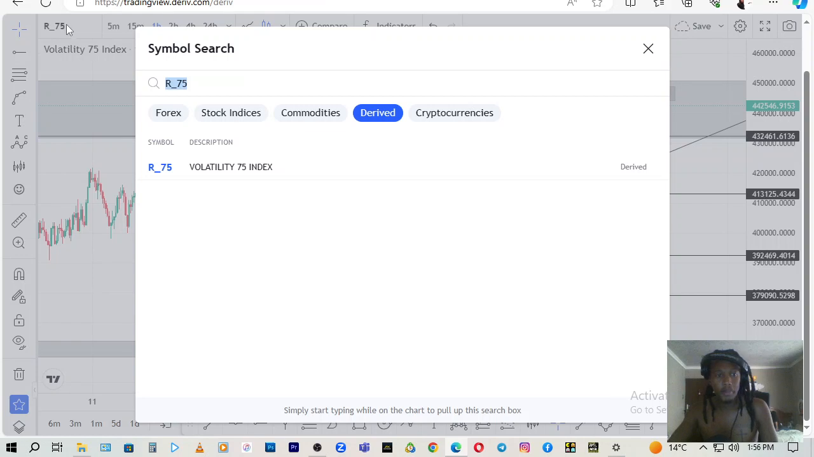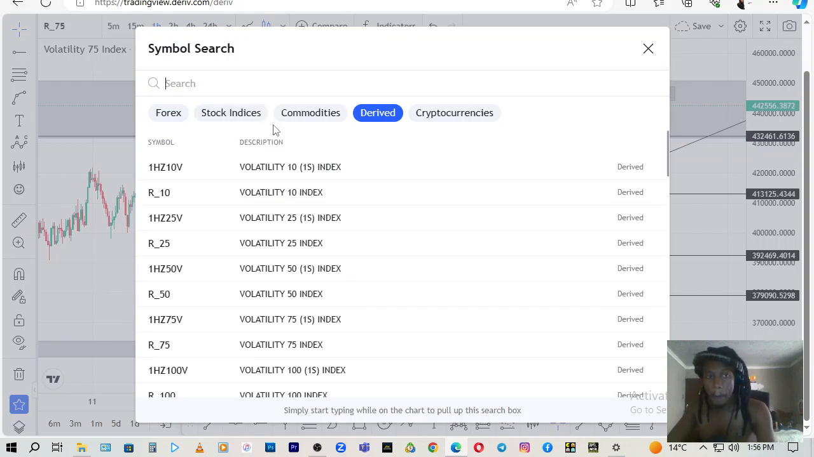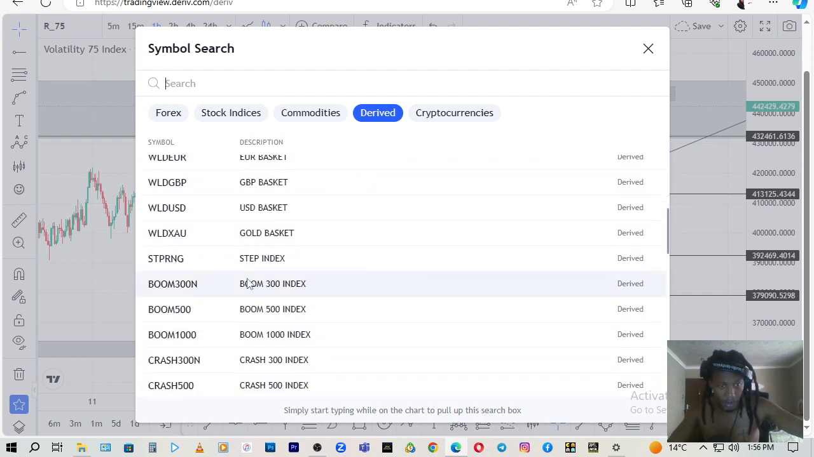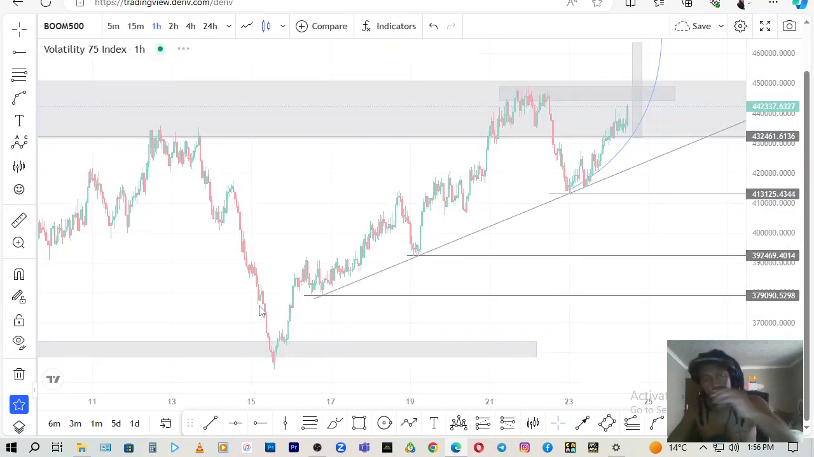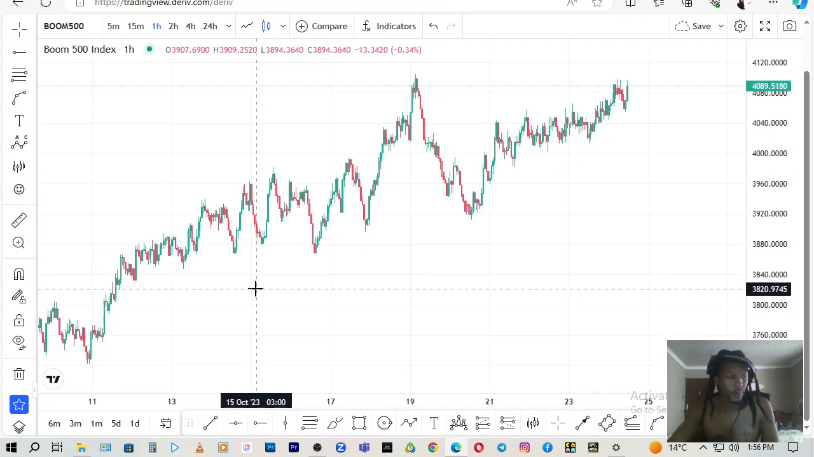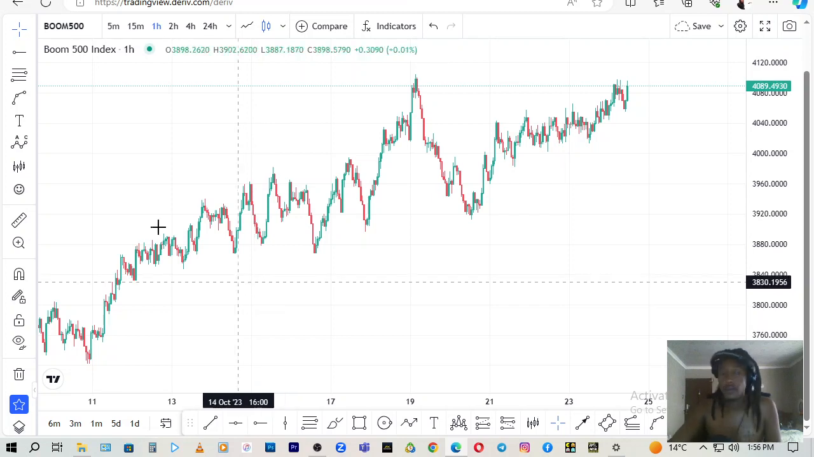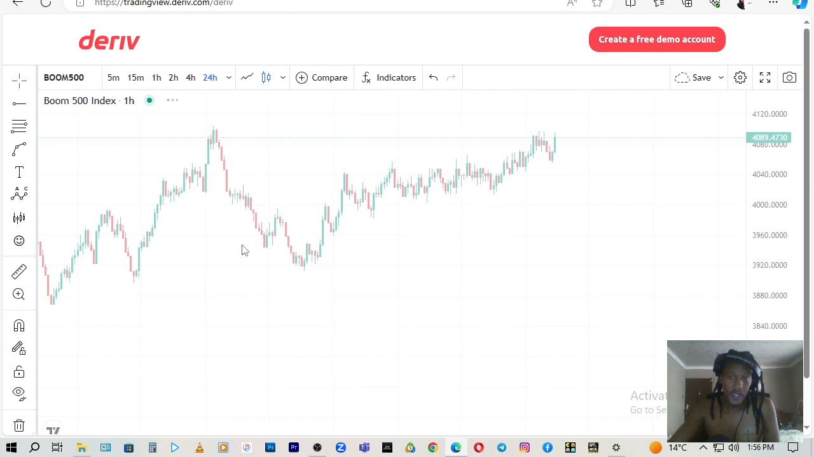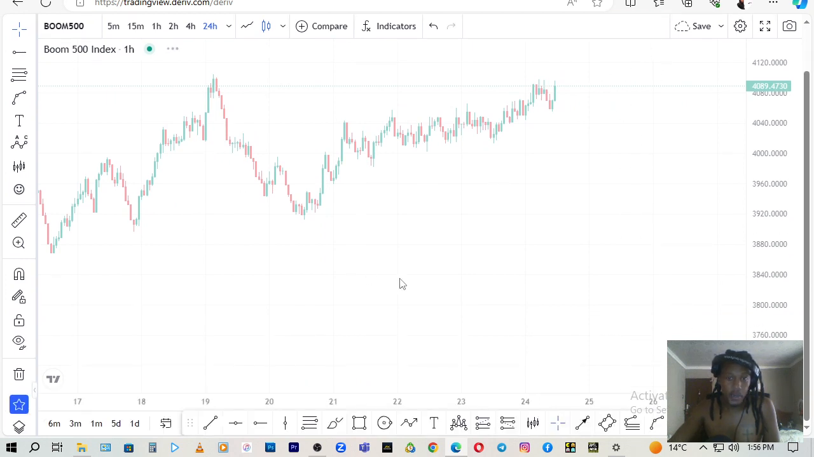So let's go to Boom. Let me just do a Boom analysis, since it's been long since I did it. Boom and Crash. Let me just do my two favorites, Boom 500 and Crash 500. Okay, let me start on the daily. I prefer scalping this though. I prefer scalping Boom and Crash. I don't prefer holding them.